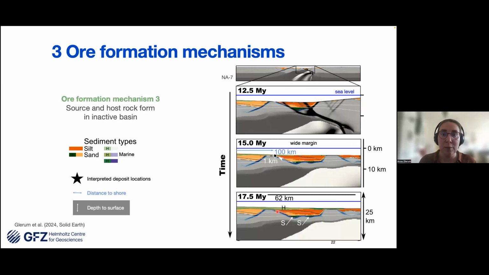And then a final mechanism is where, again, we develop some source and host rock in the same basin along a border fault, but this border fault is no longer active. But it could still be reactivated, it could still be more permeable. So we say, okay, well, this is slightly less favorable, but let's still call it an ore formation mechanism 3. And then this is predominantly occurring in the wide margin.